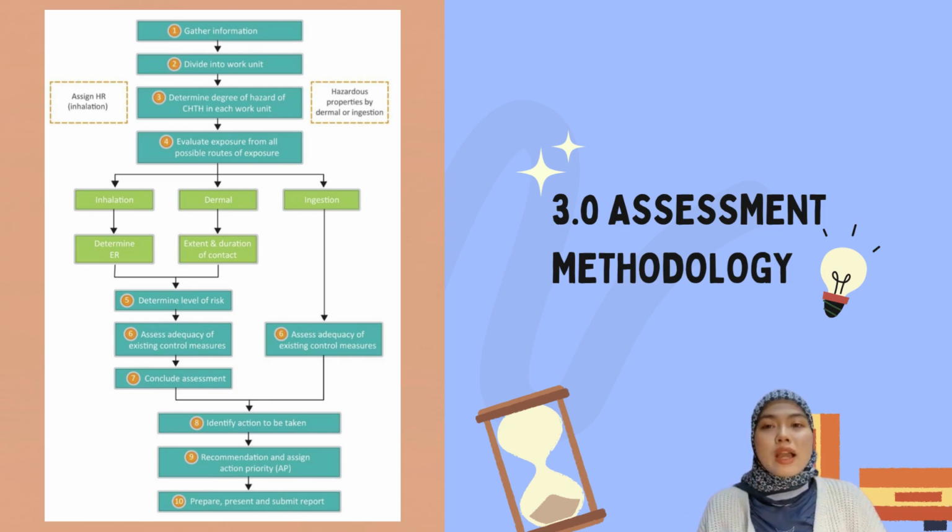Step 8 is to identify the actions that should be taken to reduce chemical risk. Step 9 is to recommend improvements and assign action priorities. Finally, Step 10 is to prepare and submit the complete assessment report.